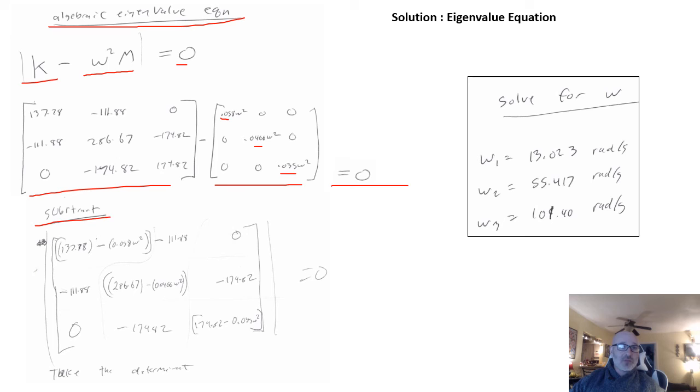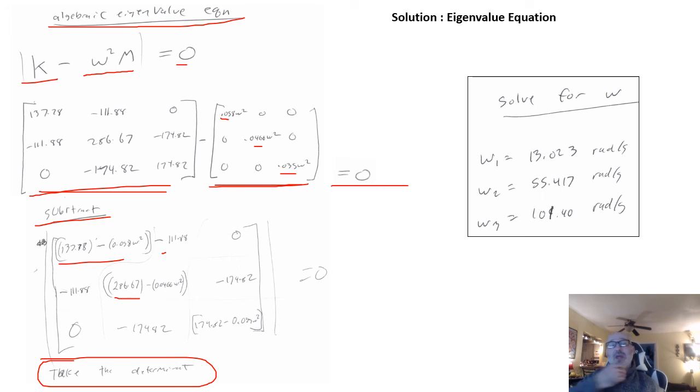So now we can do our subtraction: matrix 1, a 3x3, minus this matrix here, which is a 3x3. And I have this relationship here that I can plug in. Now we need to take the determinant of it in order to solve for our omegas, omega 1, omega 2, and omega 3. So we can take the determinant.